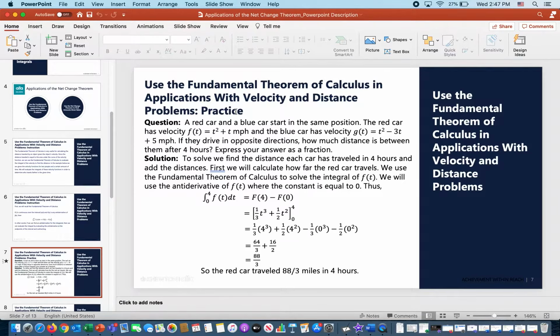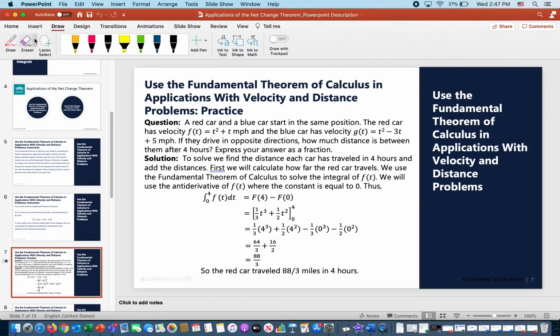A red car and a blue car start in the same position, and the red car has a velocity of f of t, and the blue car a velocity of g of t. If they drive in opposite directions, how much distance is between them after 4 hours? A lot of times students get a little overwhelmed by these type of questions, and it can be frustrating. So I like to draw a picture, right?